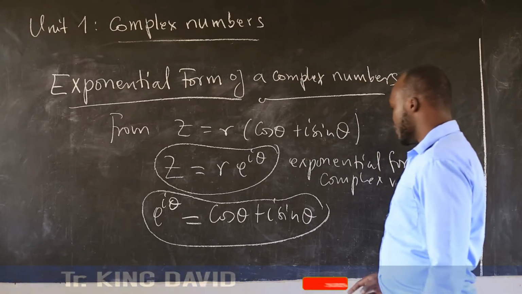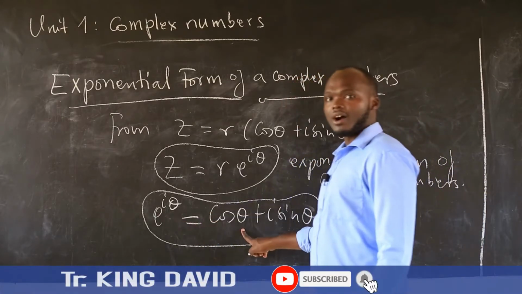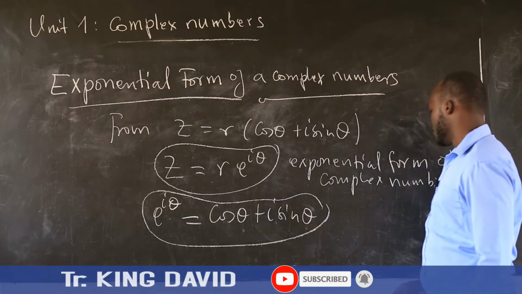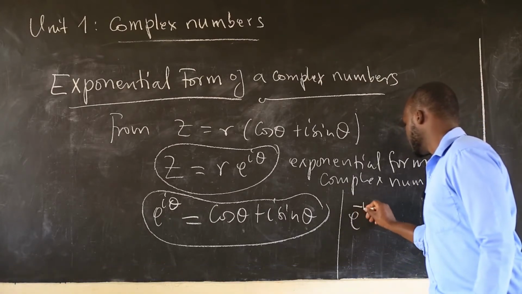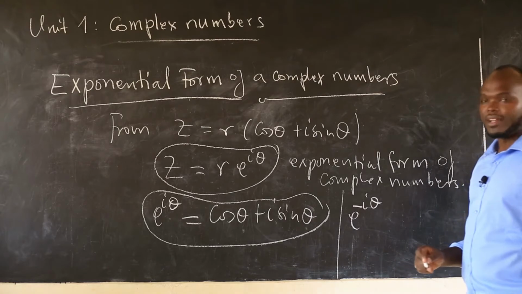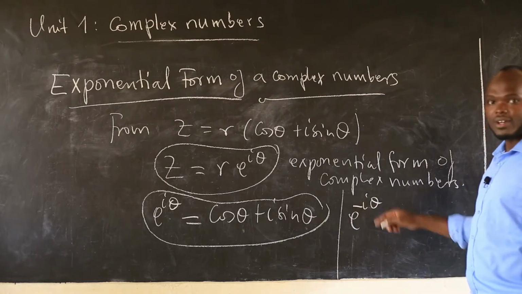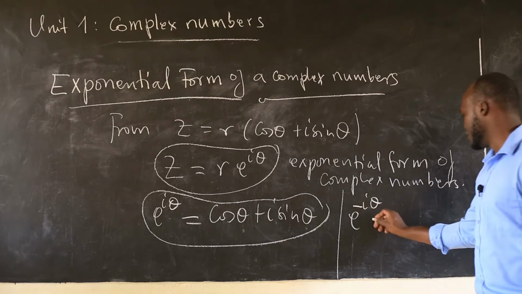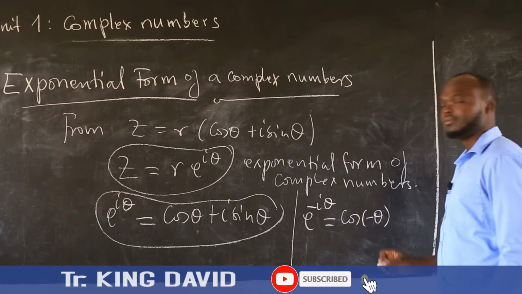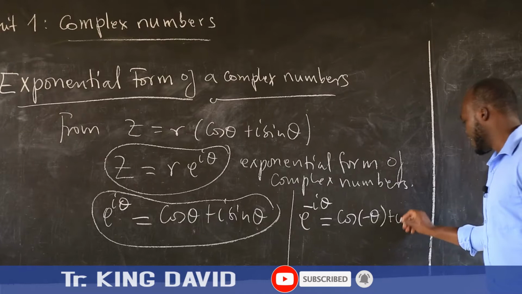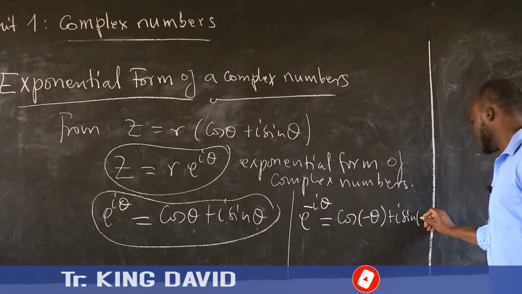So now, if e power i angle equals cos angle plus i sine angle, what is e power negative i angle? Meaning that our angle is the one which is negative. So this is cos negative angle plus i sine negative angle.